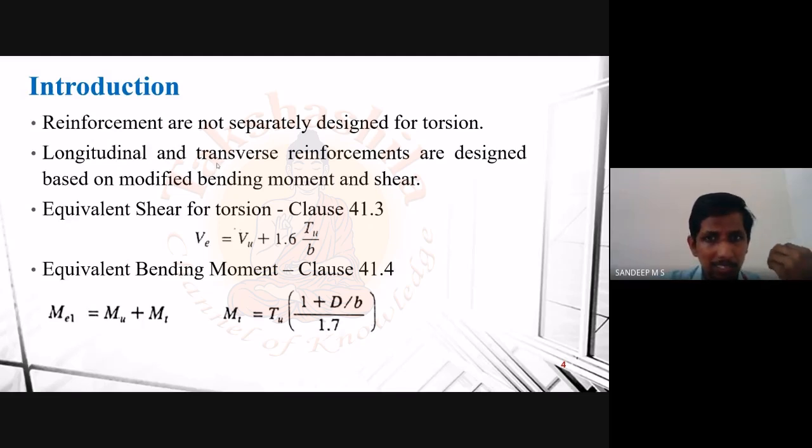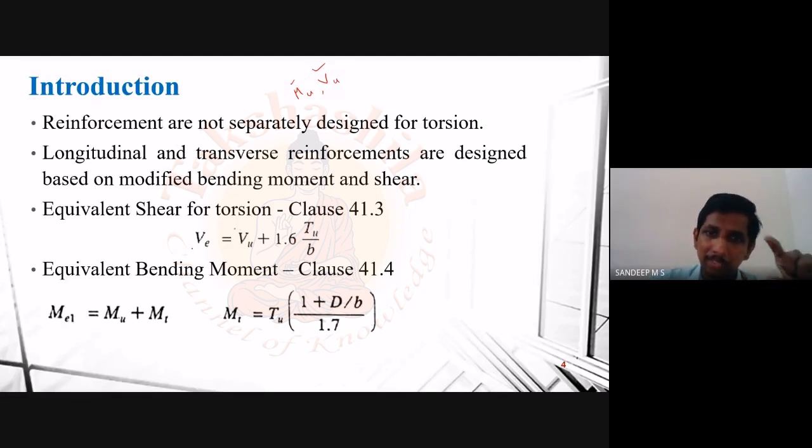For the design of a simply supported beam as well as a cantilever beam, we have to perform limit state of collapse in flexure, and limit state of collapse in shear. So in both these cases, we require a factored moment as well as a factored shear force, right? So this will be normally calculated based on the action of loads or based on IS 875, right?